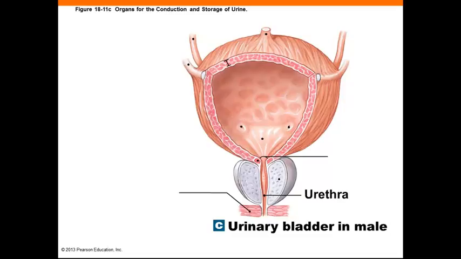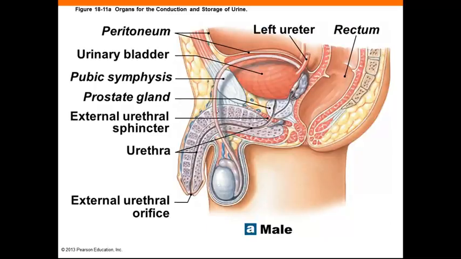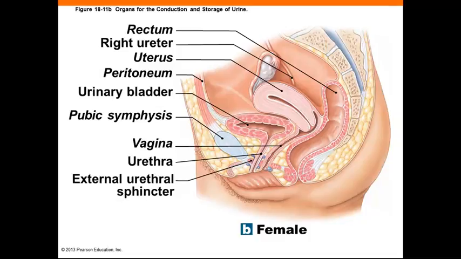The urethra extends from the neck of the urinary bladder to the exterior of the body through the external urethral orifice, which passes through the pelvic floor, and the external urethral sphincter is a voluntary skeletal muscle. In males, the urine passes through the penis before exiting the body through the external urethral orifice. And in females, the urethra is very short. The external urethral orifice is just anterior to the vagina.